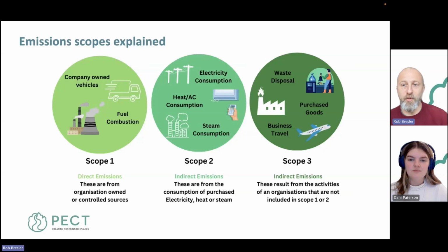Any questions on that, Danny? Yes, there is. Let me just get them up. So our first question is, as an organisation that is looking to start their sustainability journey, what scopes should they begin to look at first?